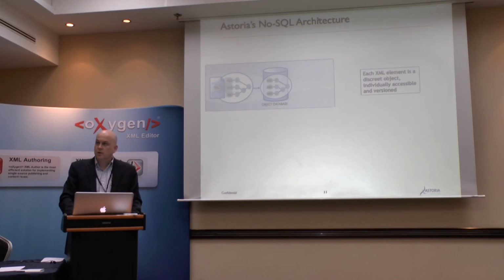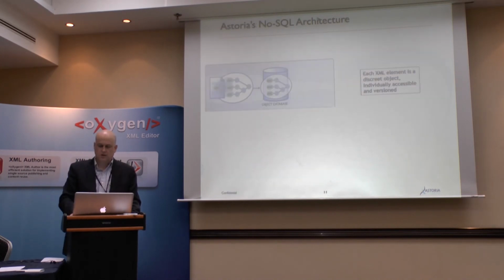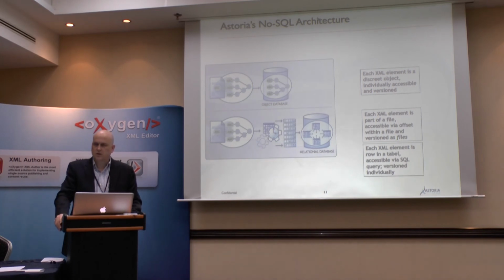Astoria is built on a NoSQL architecture. We don't use SQL at all. So each object has its own particular ID and its own version history. So as you're doing editing at the element level, you're getting individual tracking about what's happening here within oXygen, separately managed. Whereas in a relational database model, you're really doing a kind of complex mapping that loses performance as the number of objects increases.